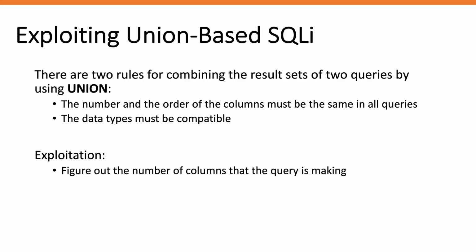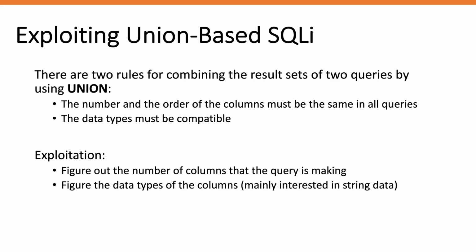So the query that the application is making and the query that you want to make have to satisfy these two rules. When you're exploiting union-based SQL injection, the first thing you need to do is figure out the number of columns that the query is making. We'll talk about that in a bit, and we've got two ways of doing that. Next, you figure out the data types of the columns. We're mainly interested in string data because we want to extract things like usernames and passwords, and that's usually saved in string format. So we need to find a data type that outputs string data, and this way we can output the data that we want to extract.